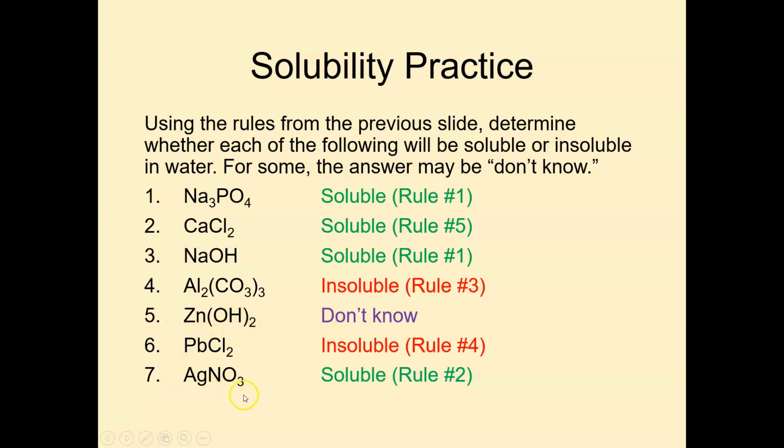Lead chloride is insoluble because rule number 4 told us that lead compounds are generally insoluble. The only exceptions would be nitrates and acetates, and so lead 2 chloride is insoluble. And then silver nitrate is soluble because rule two tells us that all nitrates are water soluble. Again, you've got a list of these rules that I have posted in Veracross, and you can download that and use it as a reference. I encourage you to do that.